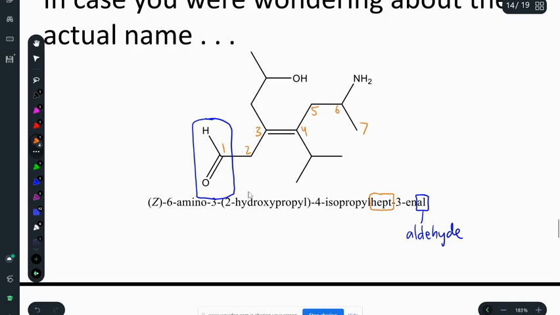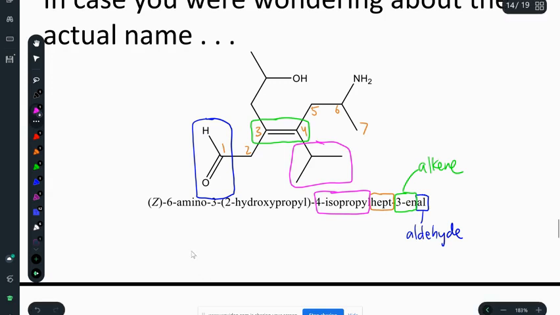Again, not a rule I expect you to know, but in case you're interested. So the hept part comes from those 7 carbons. And then there's the 3-ene part. This 3-ene part is going to refer to the alkene, the double bond between carbons 3 and 4. So 3-ene tells me alkene starting at carbon 3. And then I have 4-isopropyl. That part is going to refer to this group that's coming off of carbon 4. That part makes some sense.